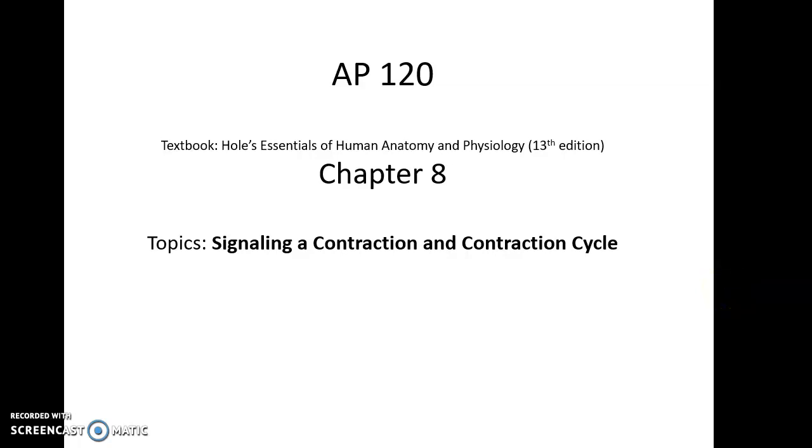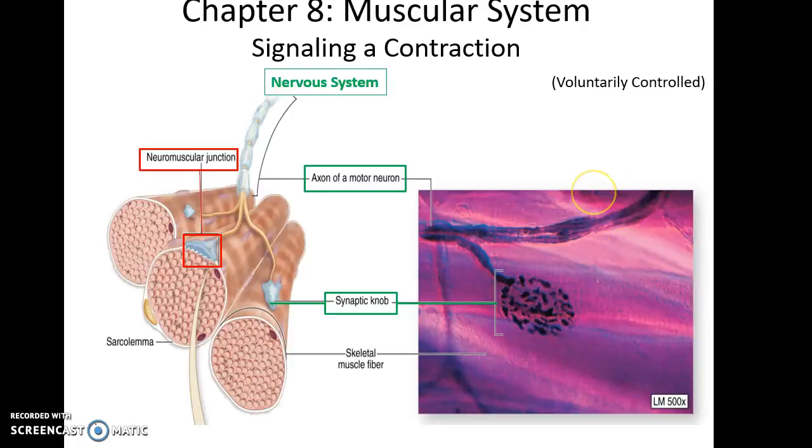AP 120, Chapter 8 topics: signaling a contraction and the contraction cycle. So, we now know all the pieces to the story of how a nervous system signal leads to a muscular contraction. So now I'm just going to go through all the various steps and stages. This is a story, so try to remember it as such, with a beginning, a middle, and an end. It might not be as exciting as some stories out there, but it's the one we have.